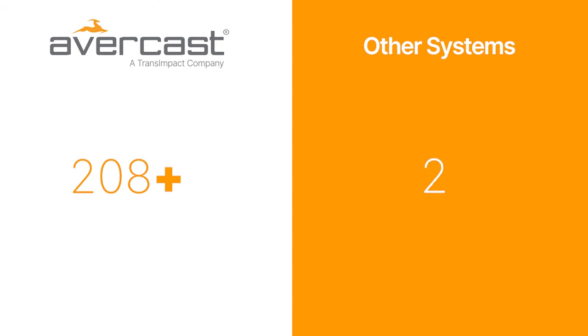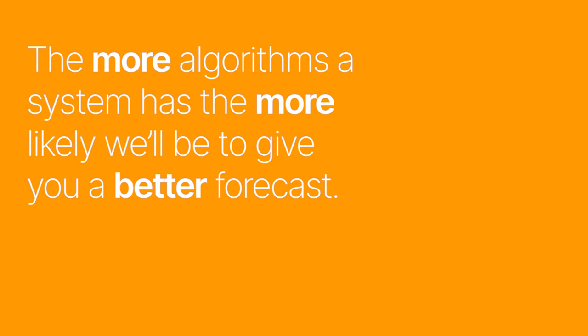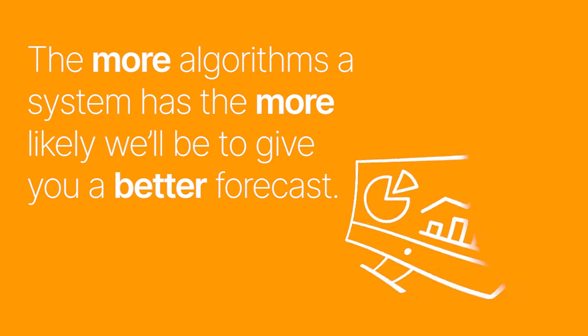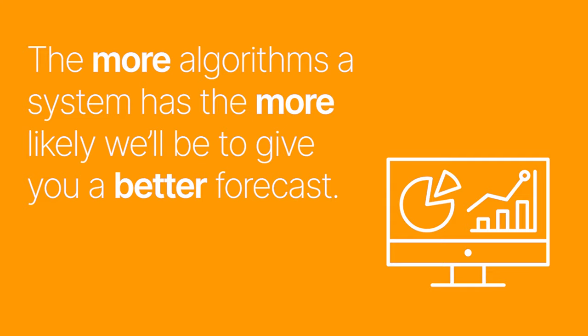Other systems may only have 12 or even 20 algorithms, and you can only ever identify 12 or 20 distinct demand patterns. Comparing 20 to 208 may seem like overkill, but the more algorithms a system has, the more likely it will be to give you a better forecast.